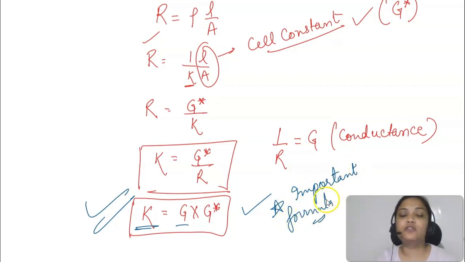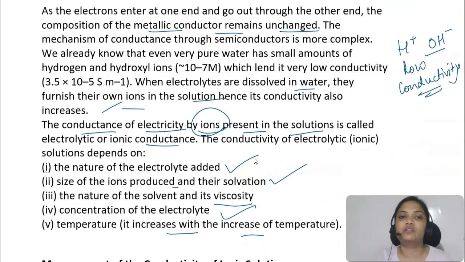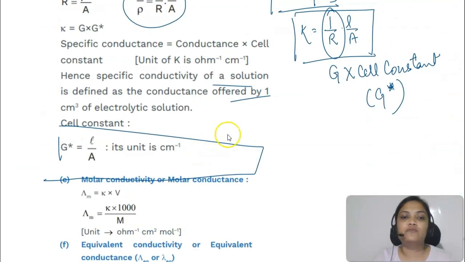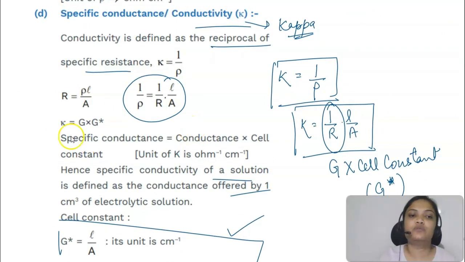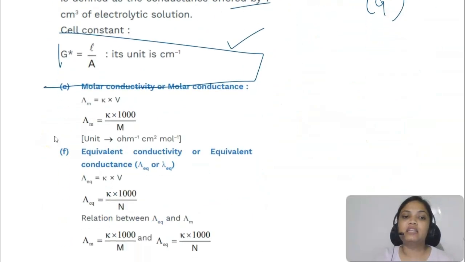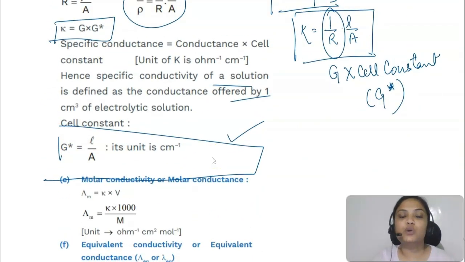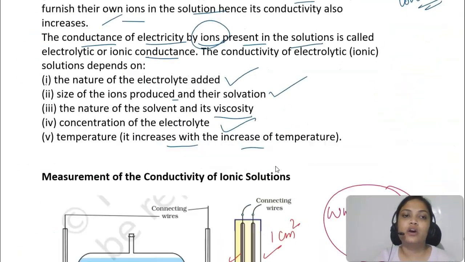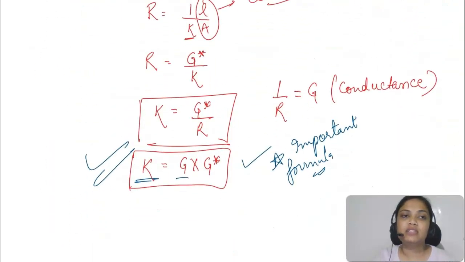Because in electrochemistry formulas are very important. What I have found is that most students face problems in solving numericals. So if you know the formulas clearly and the concept behind them, don't cram the formulas, just try to understand the concept behind them. That is why I am giving you the derivations as well. So this is the relation given here: kappa is equal to G into G star, where G star is L upon A, which is known as the cell constant.